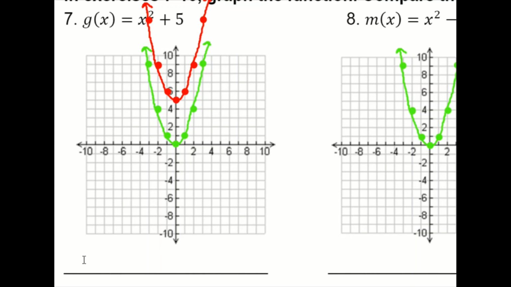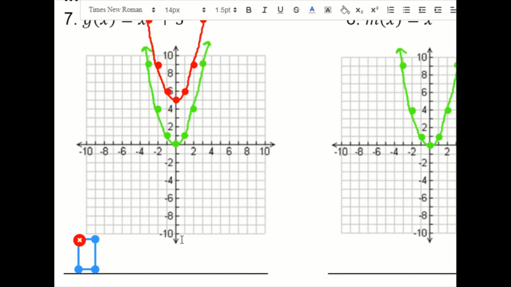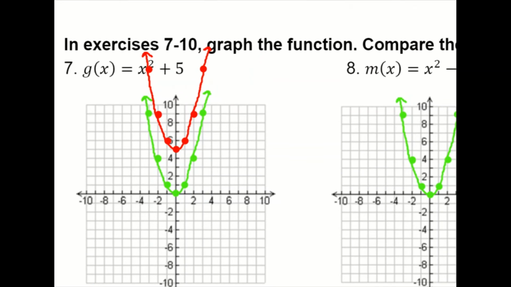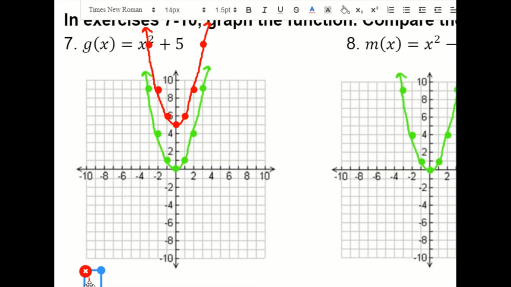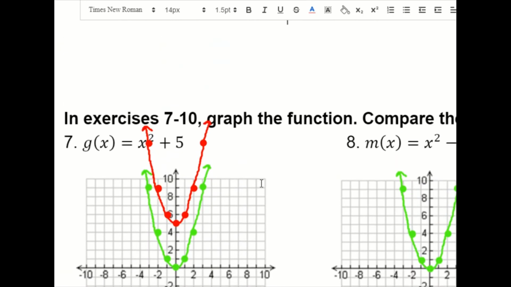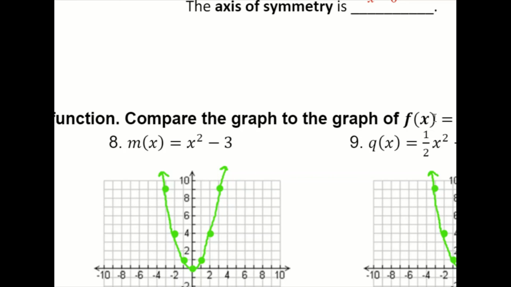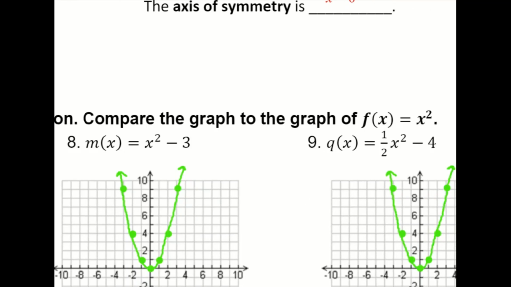So when I go down to describe, I'm going to say, well, what was this one called? g of x. So g of x is shifted 5 units up from the original f of x graph. These names are just the names given to the functions. In the directions it said f of x was x squared. I don't know if you can see that. There we go.